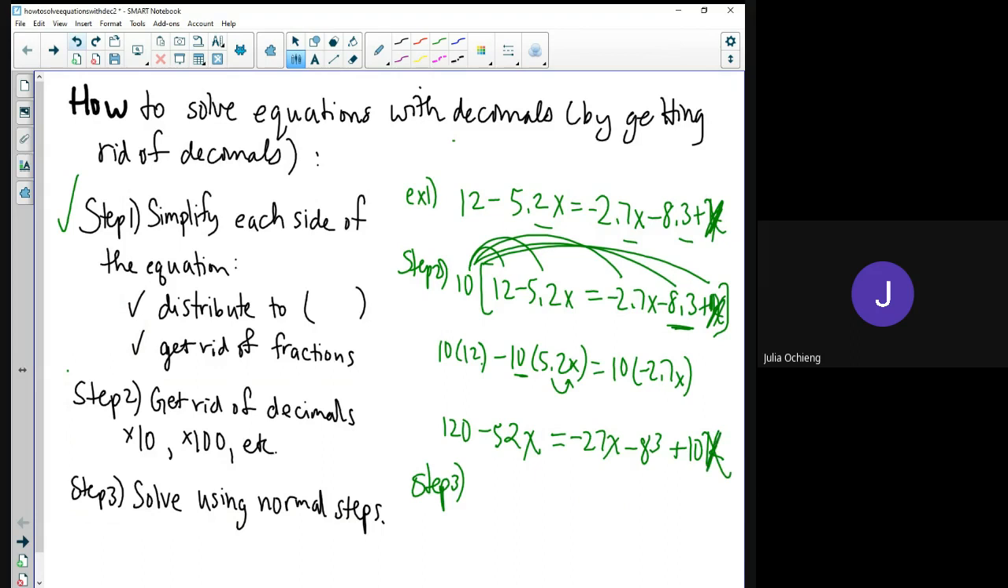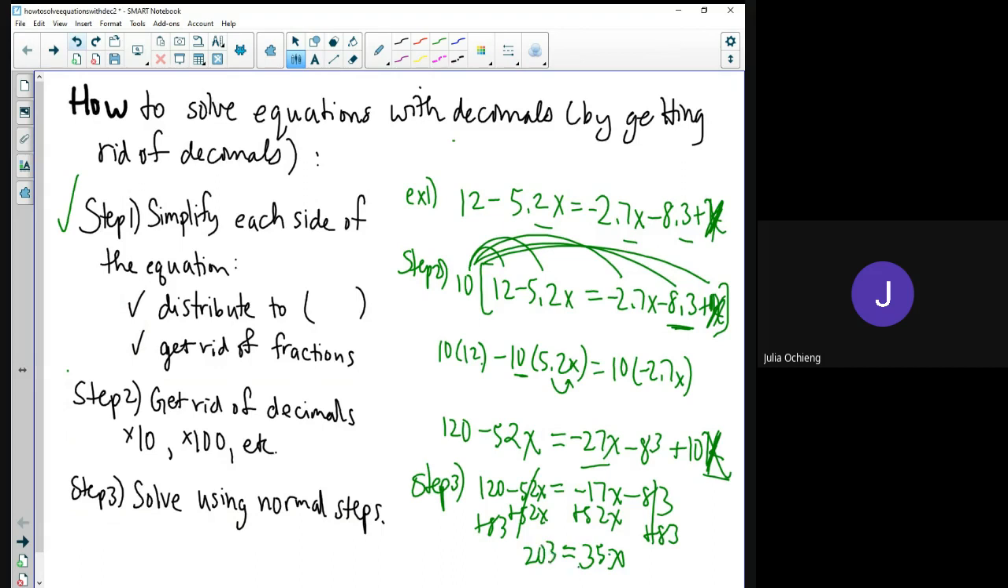Okay. So then I'm going to combine these like terms. Negative 27x plus 10x is negative 17x, minus negative 83. You're going to add 52x to both sides. You're going to do that on a calculator. And I would at this point stop the video and just see if you can do this on your own. And then add 83 to both sides. Get rid of that number here, so that's going to be 203.